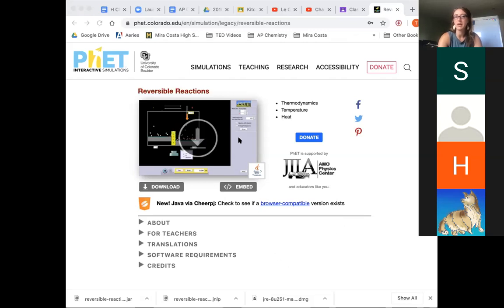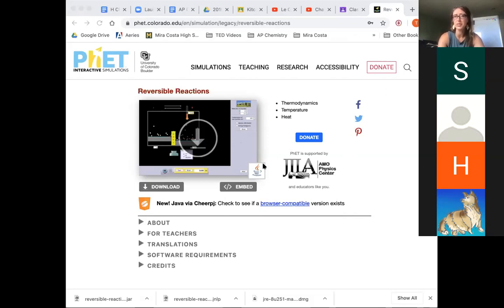And essentially what's happening is A is going to B, but then the molecules of B can also turn back into A. And so every 20 seconds, you're going to either pause this and record the total numbers of A and B, which are given right up here. And then you're going to graph that data. And you're going to look and see what it looks like once this reaches an equilibrium from a graphical perspective. And then we'll talk about that more on Friday.